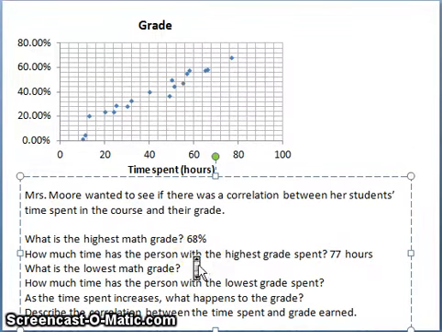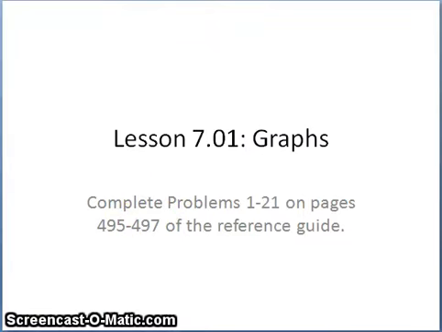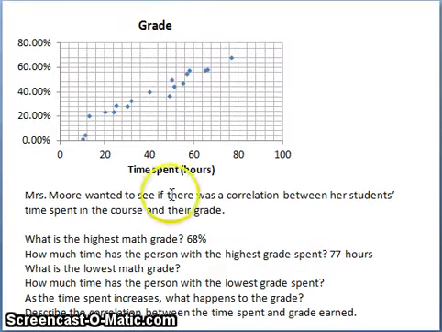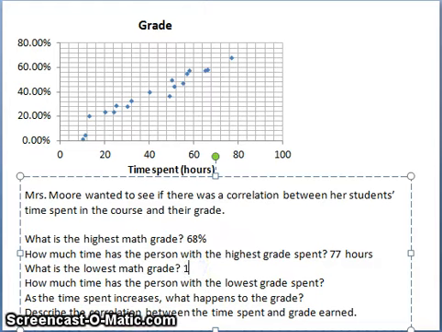What is the lowest math grade? Oops, sorry about that, guys. There we go. So what's the lowest math grade? If I look here, here's my lowest math grade. And again, I know I'm counting by 4s here. So if that's 4%, that means that that person is probably at about 1%, maybe 2%. Let's call that 1% because it looks to me like it's about 1/4 of the way, not half. So the lowest math grade is a 1%.